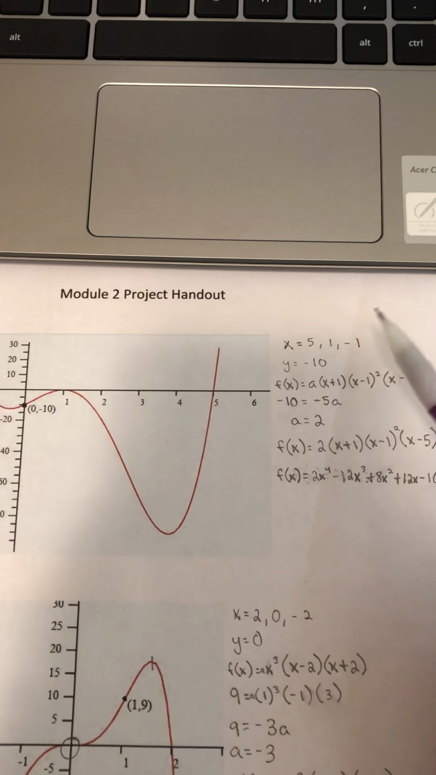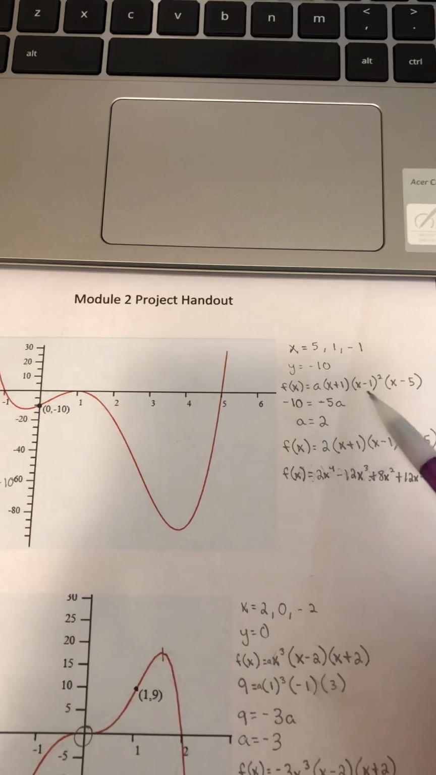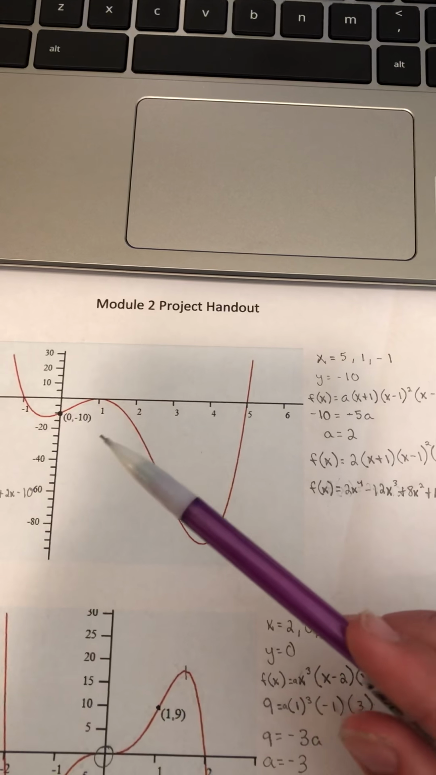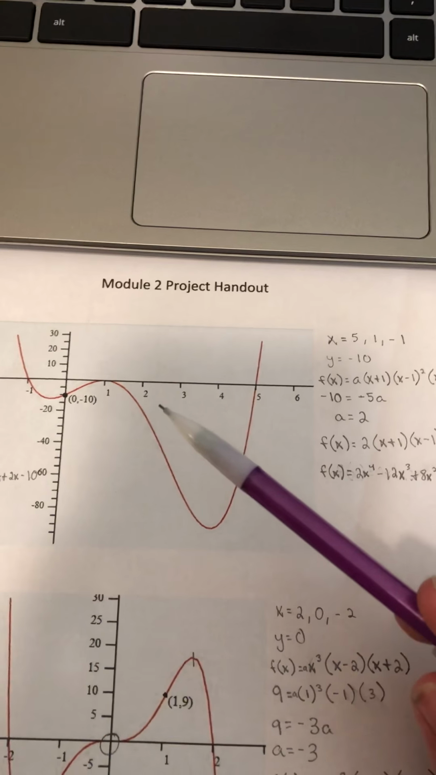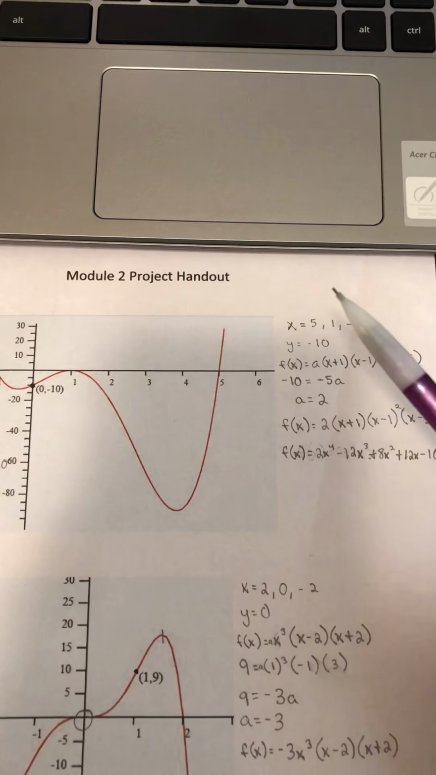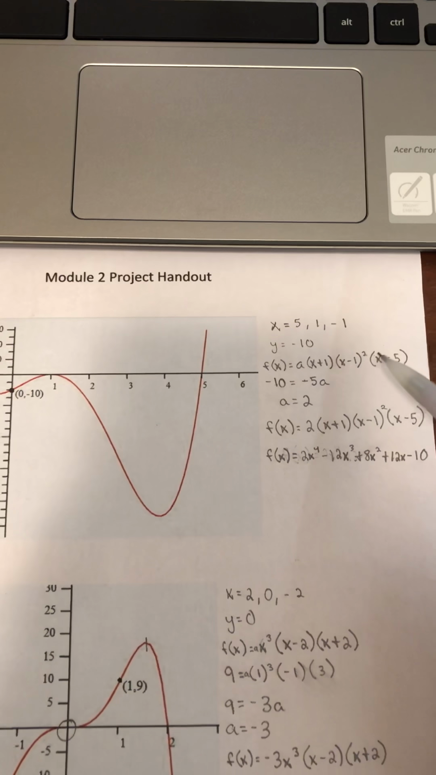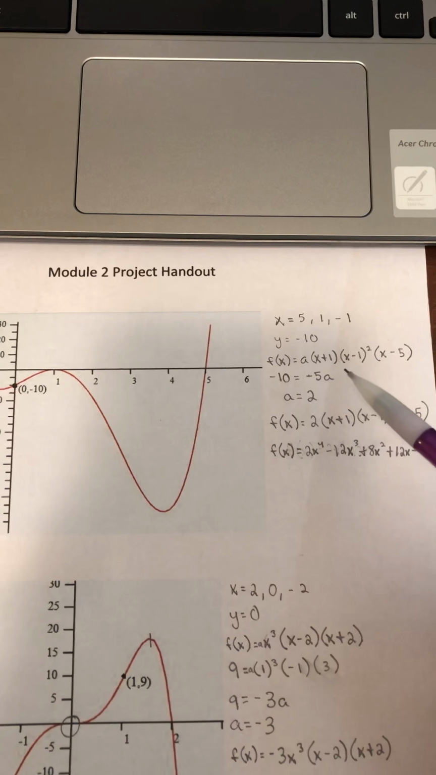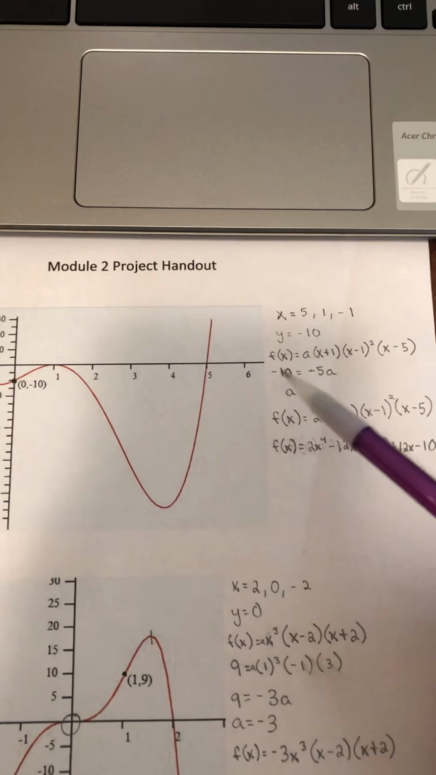So x plus 1, since we have a -1, and then x minus 1, but since it's just a regular bounce here on the graph, that means it's going to have an even multiplicity. And so for the sake here, I just made it squared, so x minus 1 squared times x minus 5.